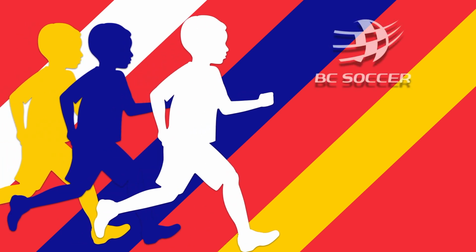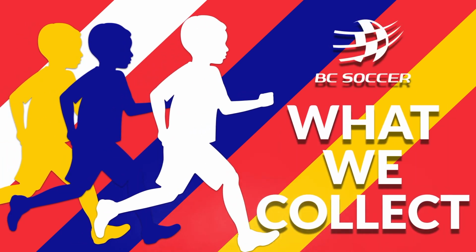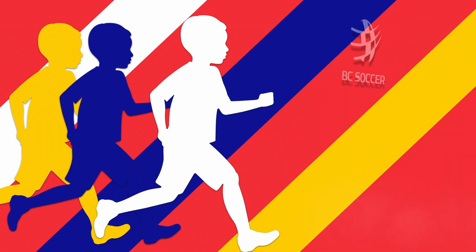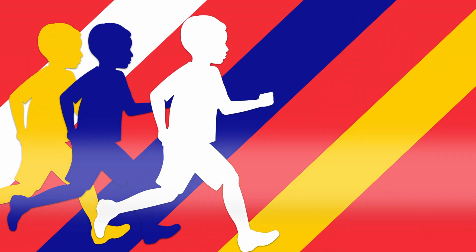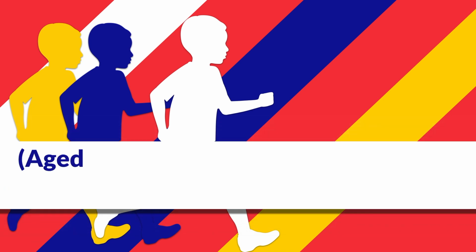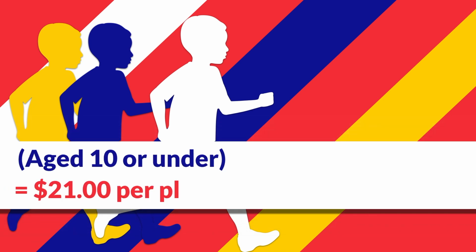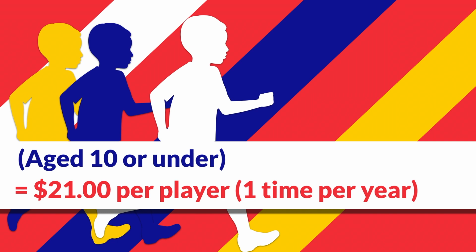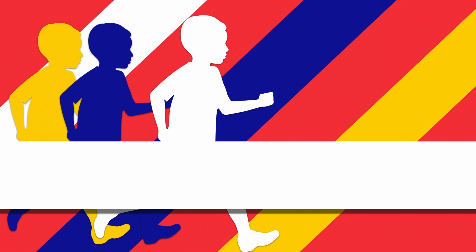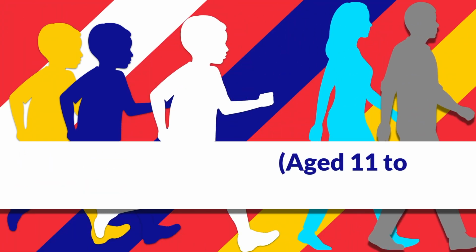So the question then becomes, what does BC Soccer collect from every single registered player of sanctioned soccer in our province? There are two fee categories. One is for kids 10 or below, which amounts to $21 per player once per year, and then adults, which is anyone 11 or over, which amounts to $34 per player once a year.